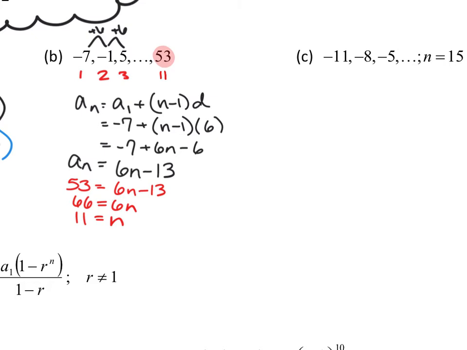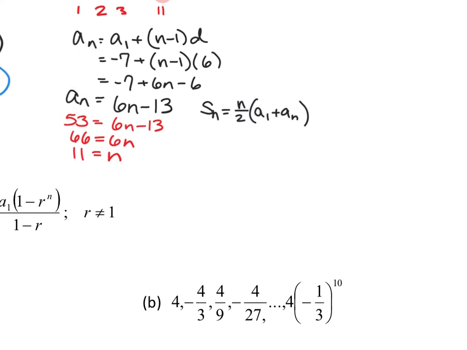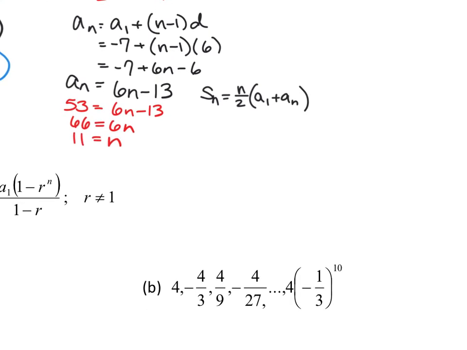The formula is just written right above this. S of n equal to n divided by 2 times a sub 1 plus a sub n. Well, n this time is 11, because that's the last term. So we're doing 11 divided by 2 times negative 7 plus 53.